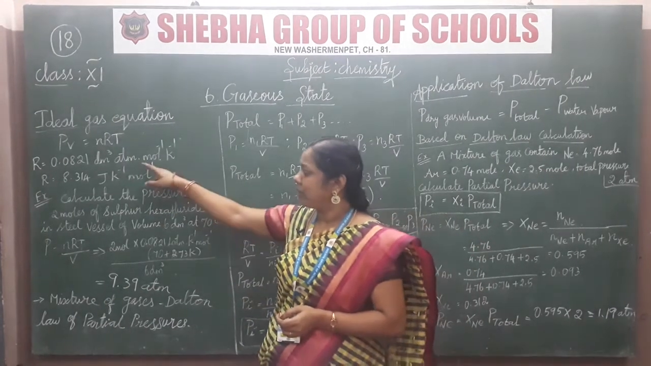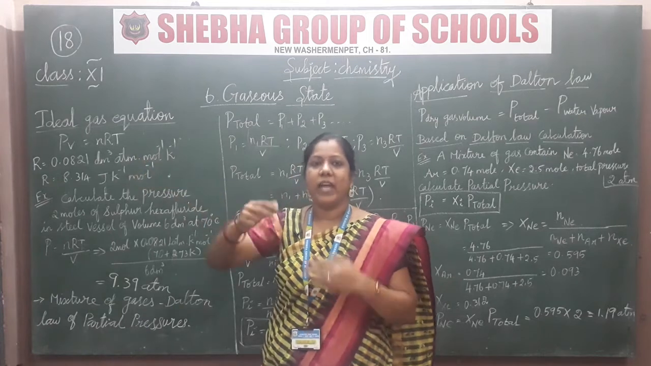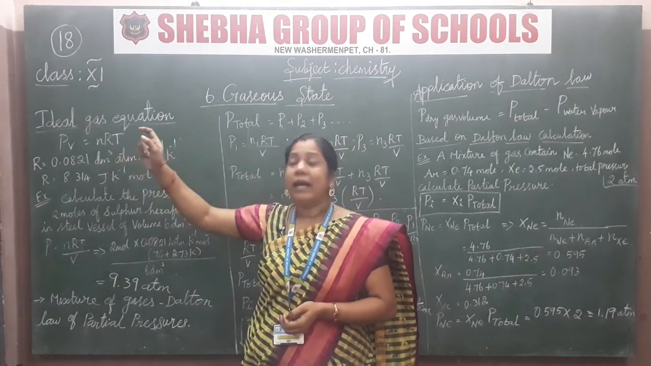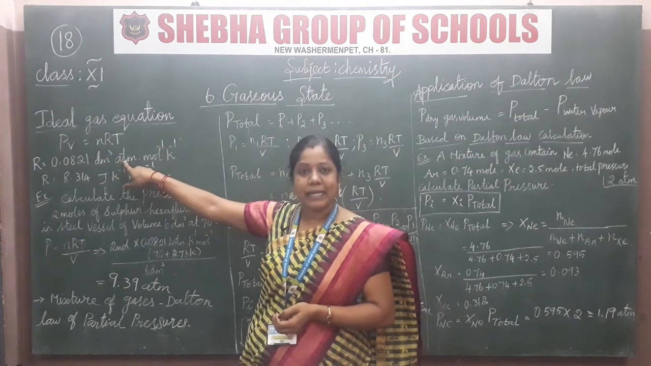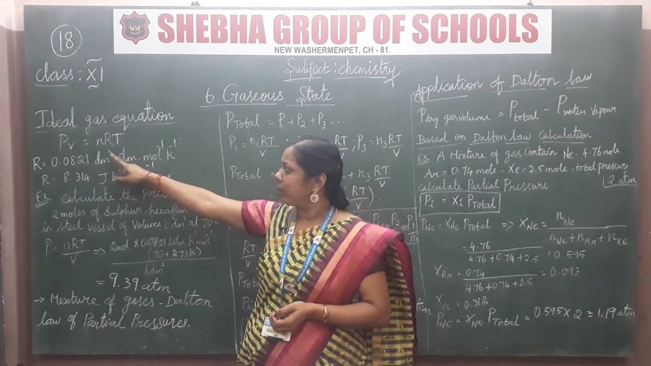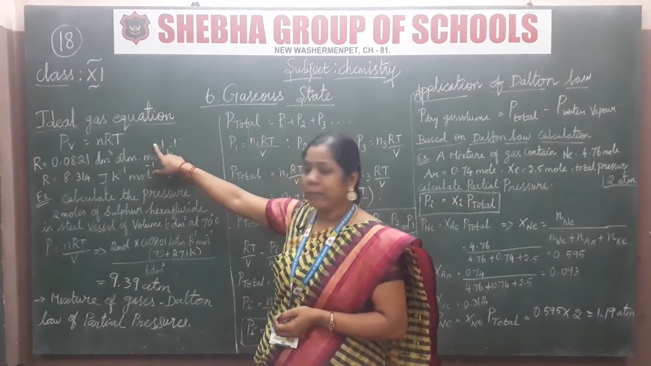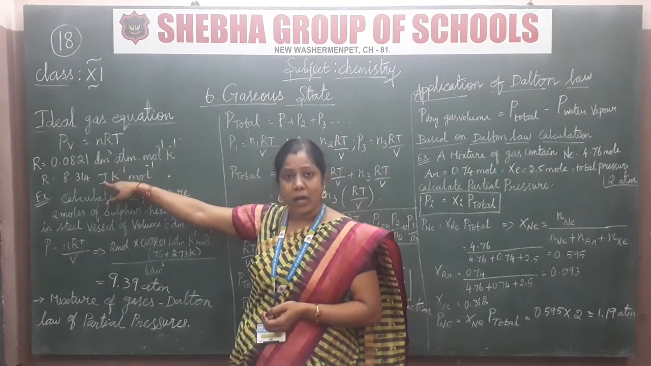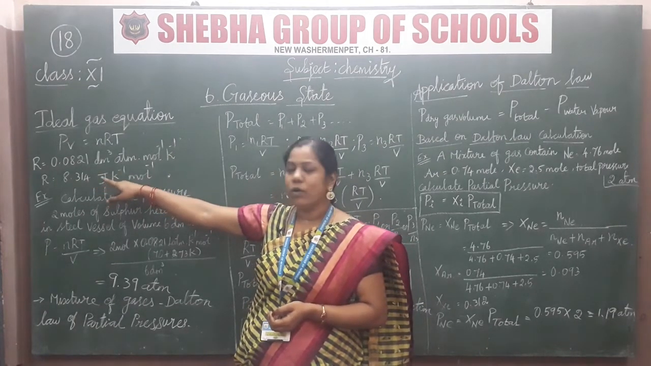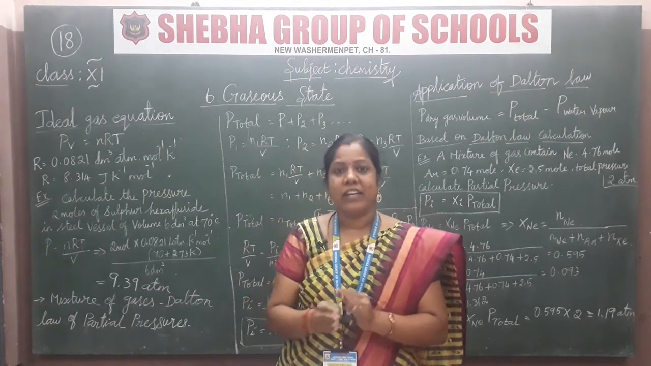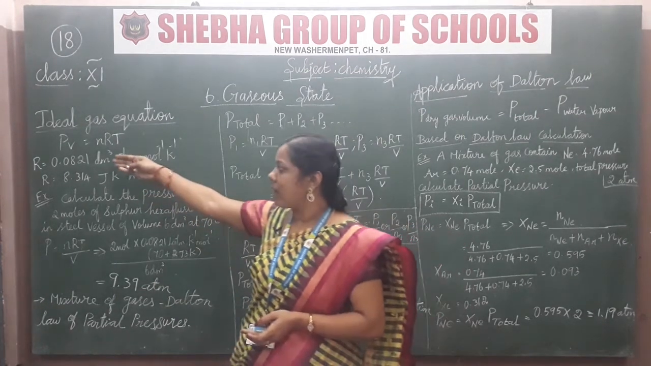Then we have a lot of variation, depending on the unit, for the value of the constant of the ideal gas equation, that is 0.0821 dm cube atm mole minus 1 K minus 1. As well, we have another value, that is 8.314 joule K minus 1 mole minus 1. So this is the difference between the R values.